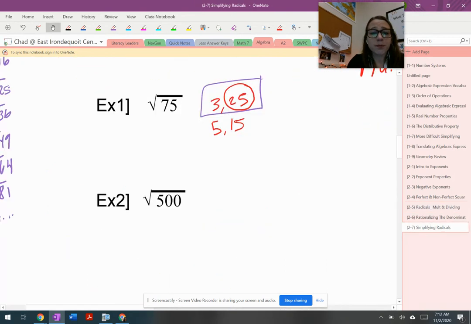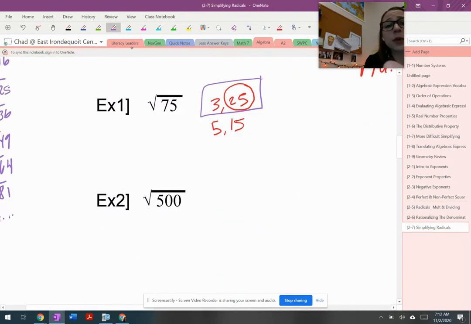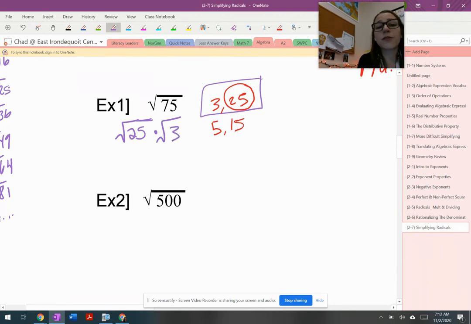So I'm going to turn the square root of 75 into the square root of 25. I think I said 25 the first time instead of 75. The square root of 75 is going to be turned into the square root of 25 times the square root of 3. Because if I were to go backwards, the square root of 25 times 3 would give me the square root of 75. So I have not changed the value of this expression at all.